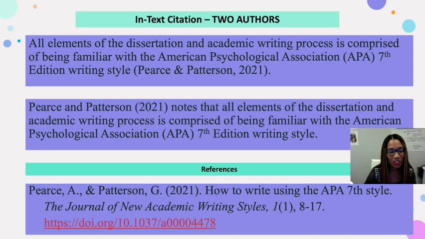And also, just to note, when you enter the journal title, make sure that it is italicized along with the volume number, not the actual issue number, whereas the issue number will be in parentheses, with no space between the volume and the issue.